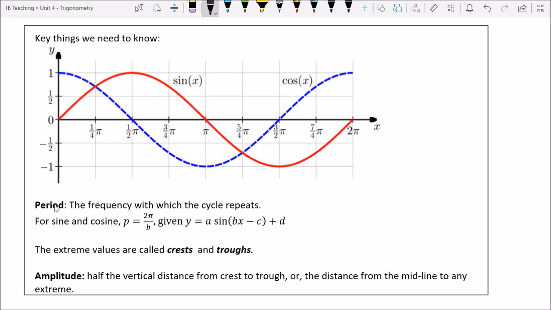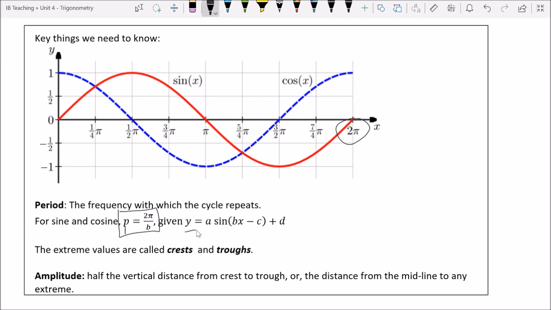Vocabulary-wise, we need to know about the period. The period is the frequency with which the cycle repeats. So it repeats every 2 pi with these basic ones because the unit circle starts over every 2 pi. This only applies to sine and cosine, but it's going to be important because we need to know the period to graph these, especially if it's not 2 pi. We have a little formula for it. That's 2 pi over b. Please make sure you write that down.